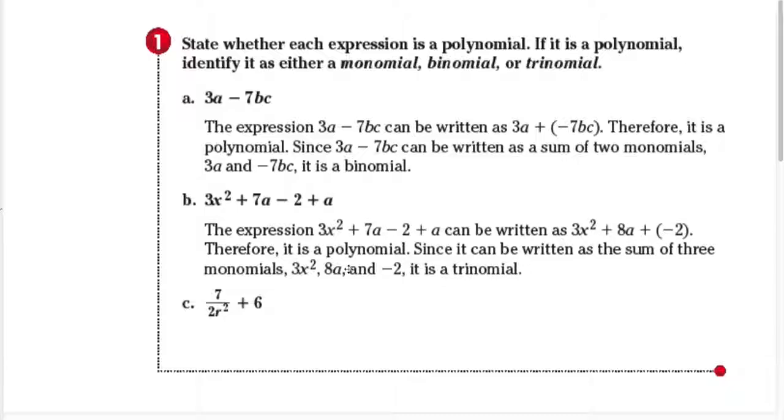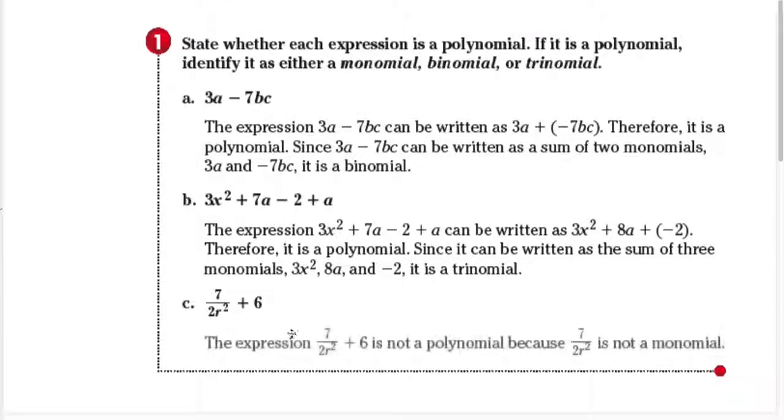Therefore, it is still a polynomial, since it can be written as the sum of three monomials, and this particular polynomial is considered a trinomial. And finally, let's take a look at letter C, and notice that the variable r is in the denominator, and if it's in the denominator, it does not make it a monomial.